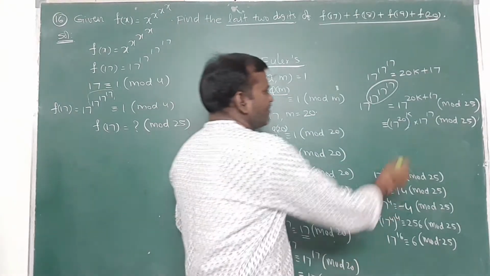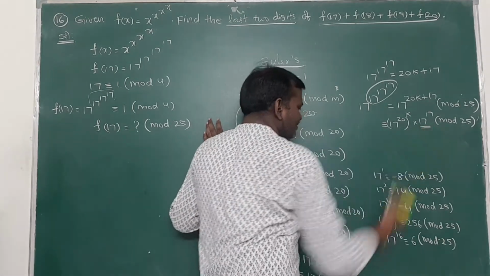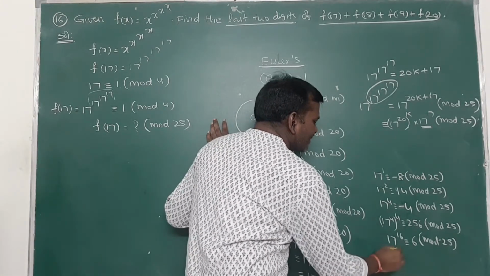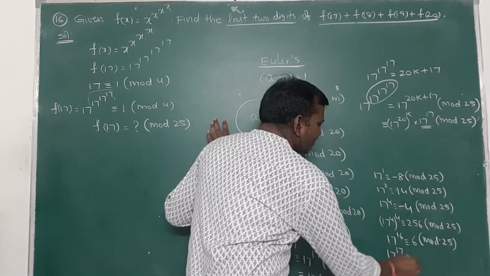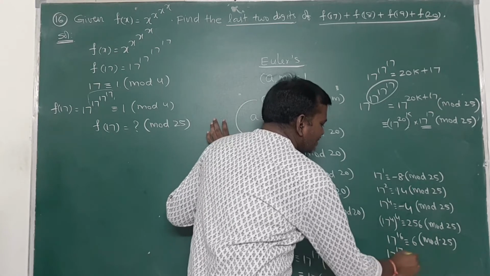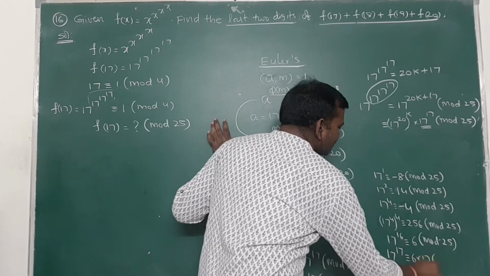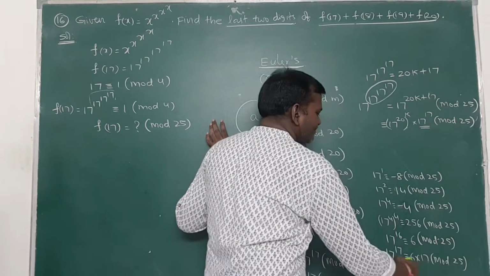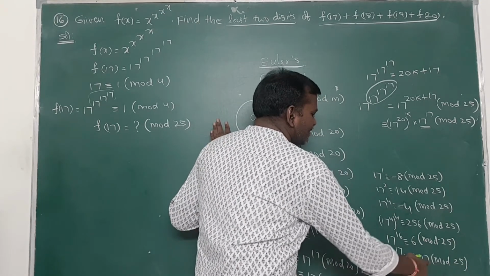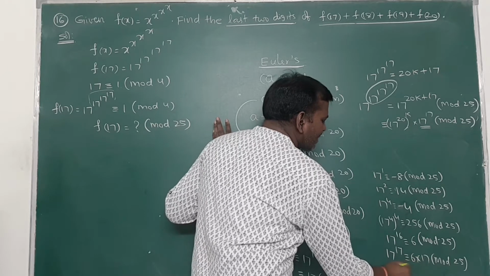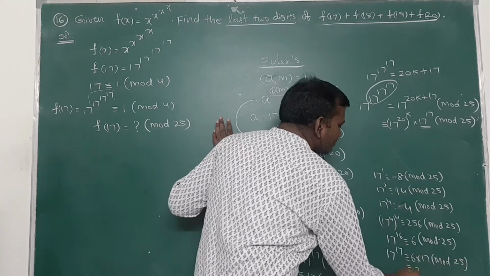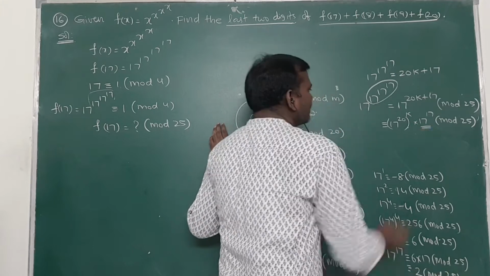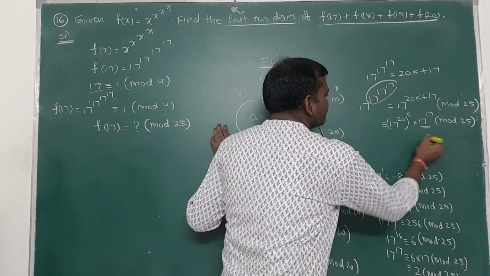Into 17, 17 power 17 value. So 17 power 17, if it is taken, then 17 power 17 value is 6 into 17 mod 25. 6 17s are how much? 102, I am getting. 102 when divided by 25, 2 is the remainder here. That means this value is giving 2.